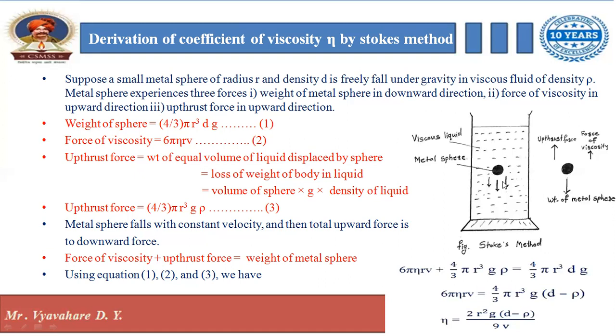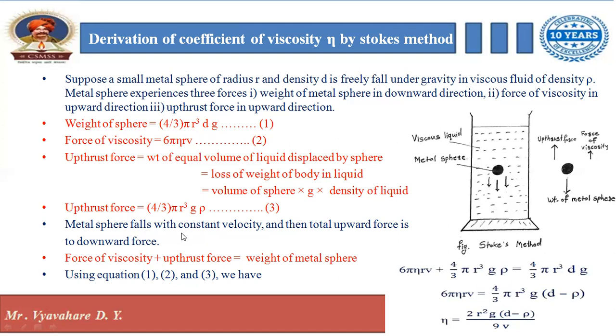When an object falls in a liquid, it loses weight, and the weight lost equals the liquid it displaces. So the upthrust force is equal to the loss of weight of the body in the liquid, which is equal to the volume of the sphere into g into the density of the liquid. So upthrust force is 4 by 3 pi r cube g rho. g is the gravitational acceleration, rho is the density of the liquid, and d is the density of the metal sphere.